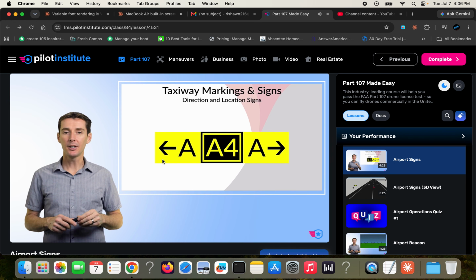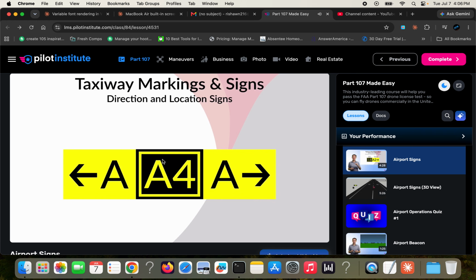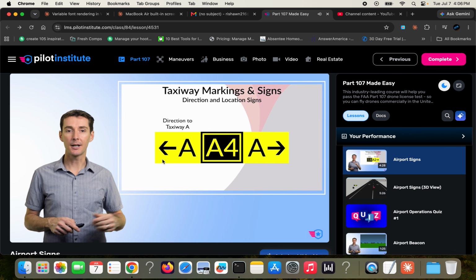There's two different signs in here. There's the black background, which is going to be our indication and then our location, and then we have the direction signs on a yellow background. The black background tells us that we are located on taxiway Alpha 4. That's the name of the taxiway. That's how it's identified. And then on this side, we have the directions to taxiway Alpha.